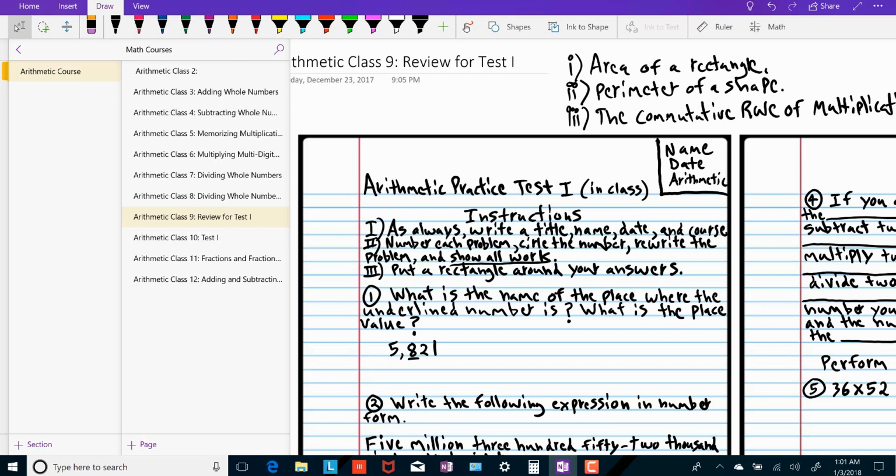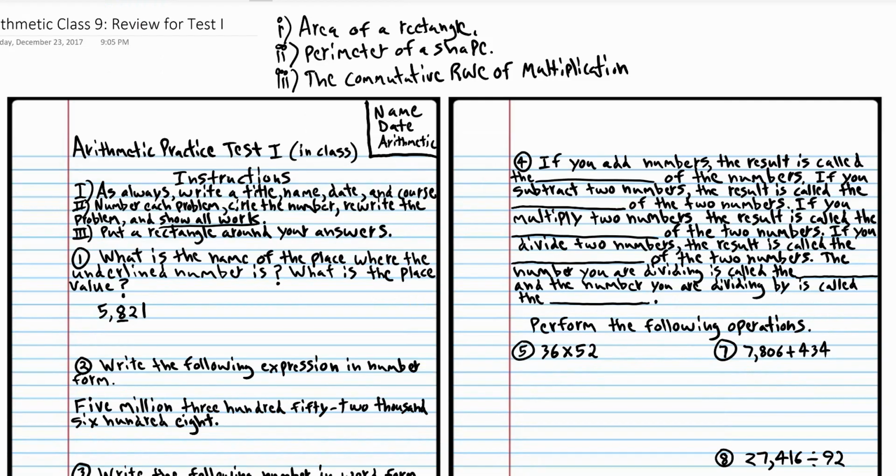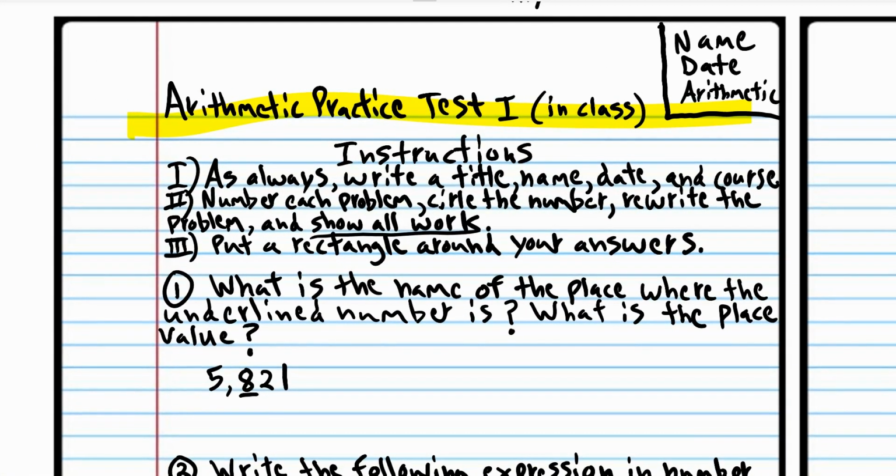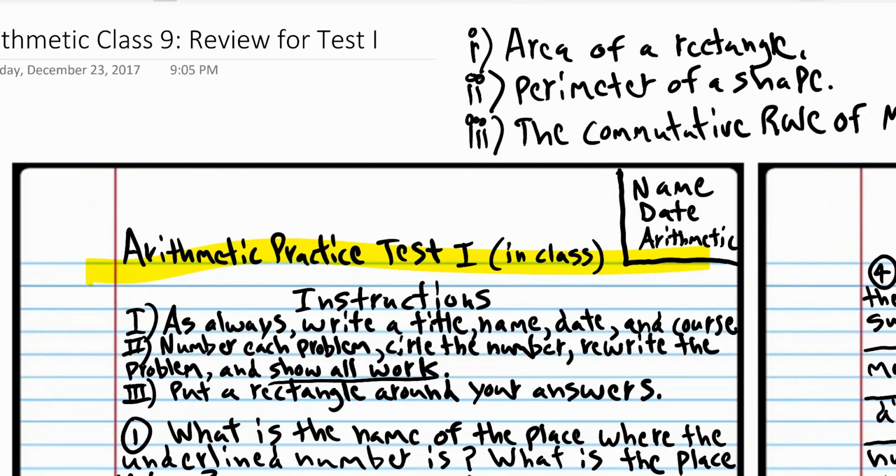And the practice test is going to be pretty much exactly the same as the actual test you're going to take. It's not going to be the same exact numbers, but they're going to be the same types of problems. So we're going to do one practice test together in class. That's this test here. And I'm going to give you a practice test for the homework.